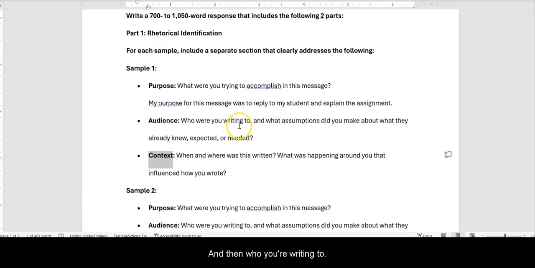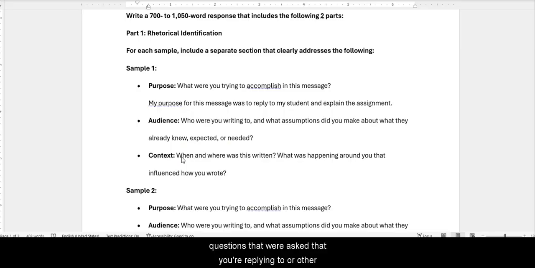Okay, and then who you're writing to, what assumptions you made about what you think they already knew, or what they expected from this message, or what they needed from this message, and the context. When and where was it written? What was happening around you that influenced how you wrote, or how previous communications, questions that were asked that you're replying to, or other pieces of this writing that you're doing was already discussed or written about that is influencing how you're writing this.